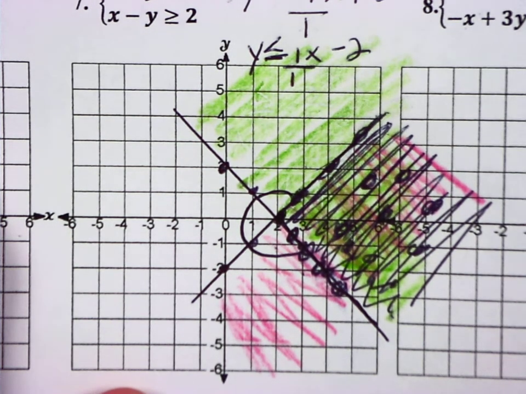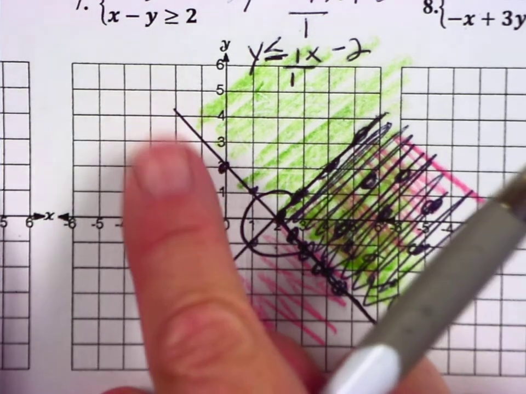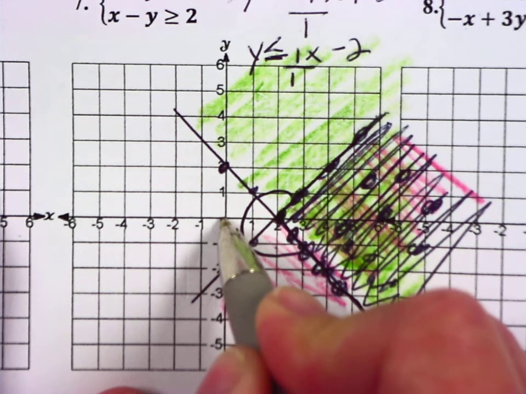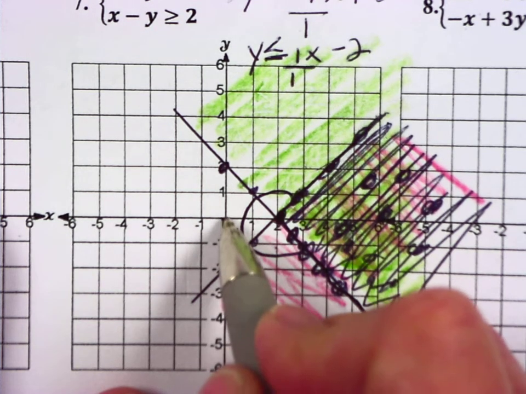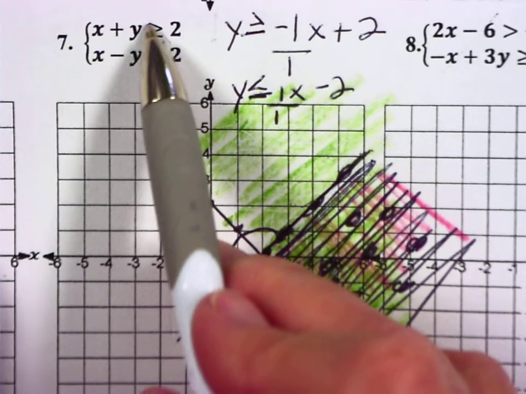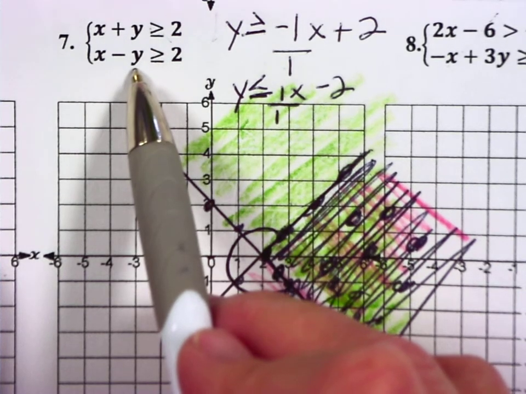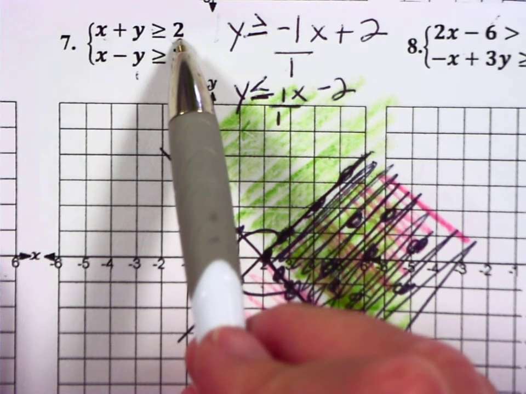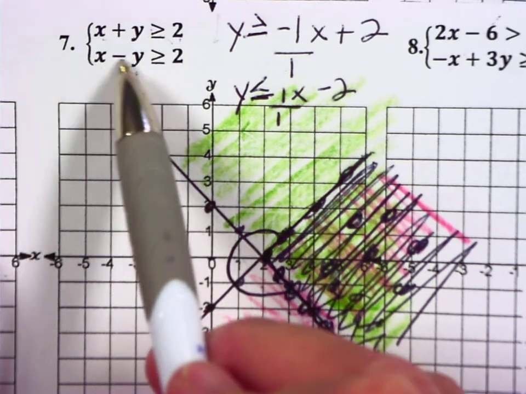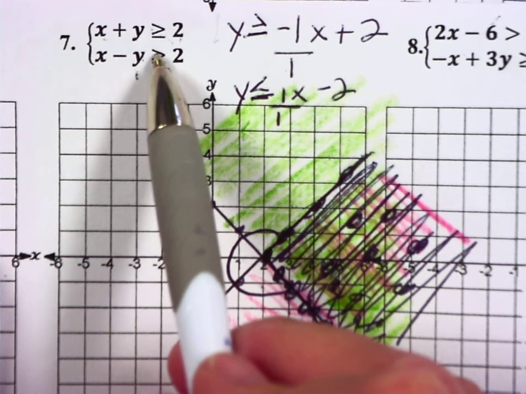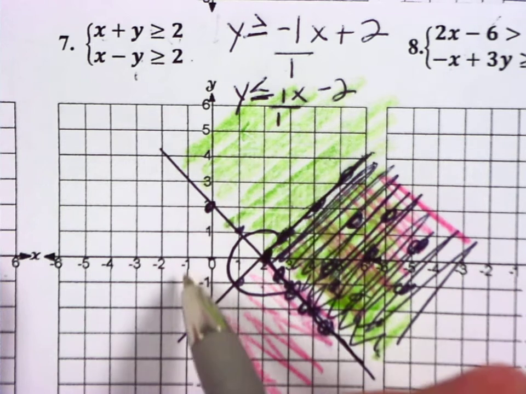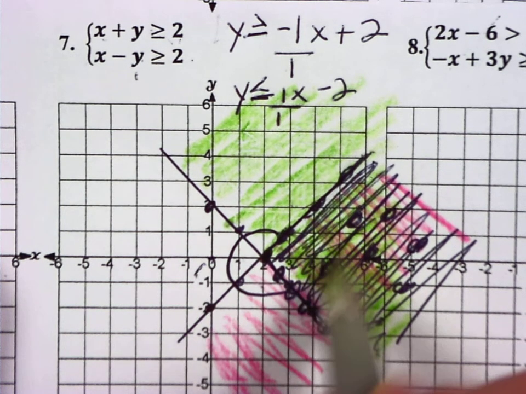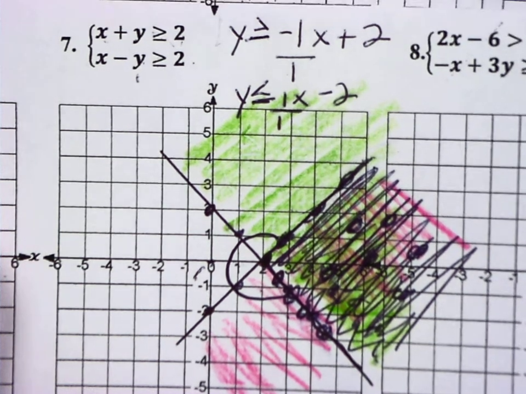Is the origin a solution of this system of linear inequalities? No, it is not, because it's not in the double shading. So if I plugged in 0, 0 into both of these equations, in fact, look, 0 plus 0 is 0. Is 0 greater than or equal to 2? No. 0 minus 0 is 0. Is 0 greater than or equal to 2? No. So of course the origin is not a solution, and we wouldn't expect it to be because it's not in the double shading. Last one.